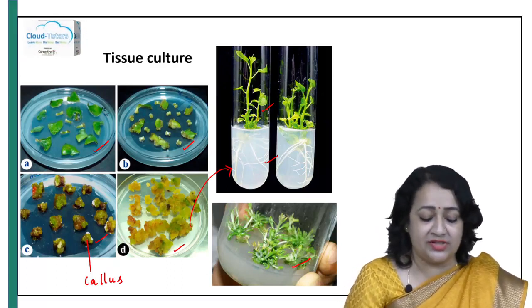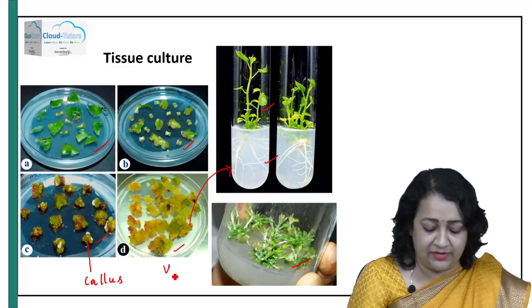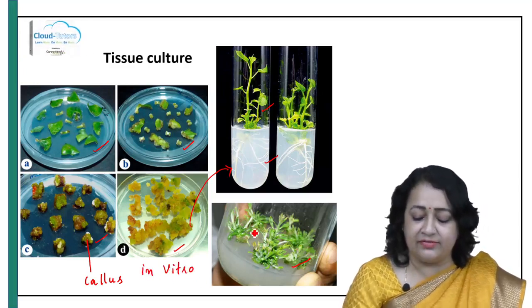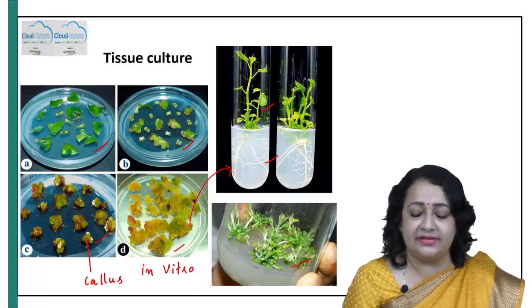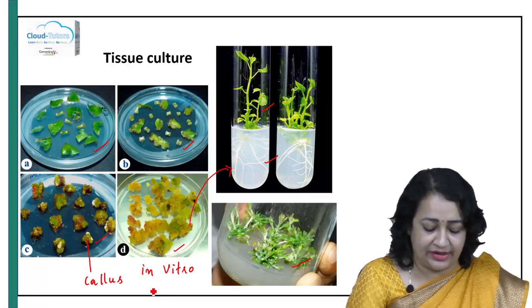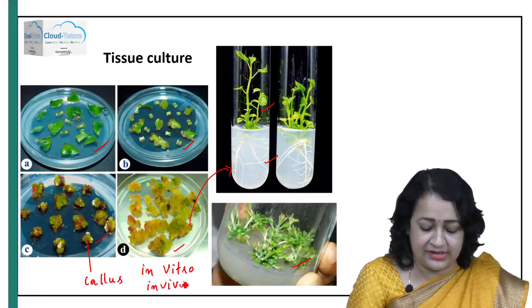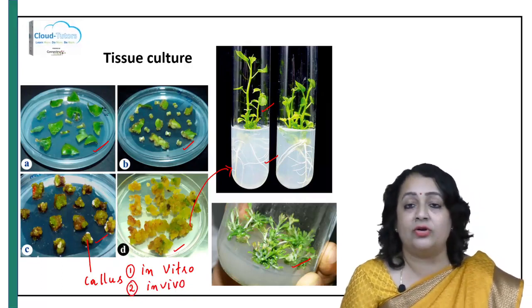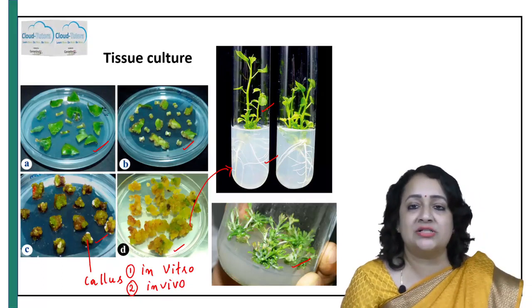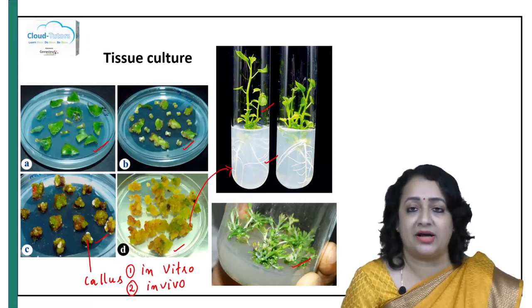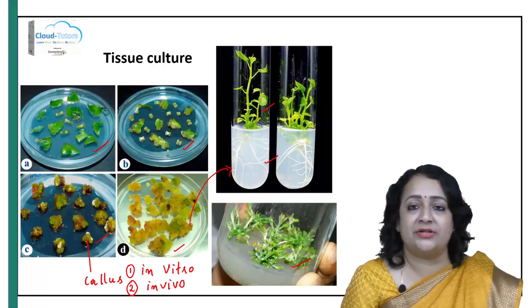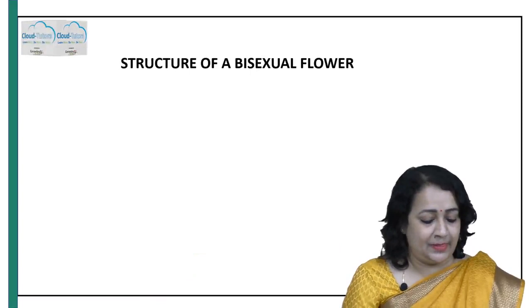So it was in vitro first. Tissue culture is in vitro, that is, in the laboratory. Once a definite amount of growth is achieved, the plant will be transferred to in vivo. In vivo is the outside environment. First will be in vitro growth, then the in vivo growth. So this is how, using tissue culture, we can develop different types of plants. Plants with desired characters can be achieved by the tissue culture technique. So this is an artificial method of vegetative propagation.